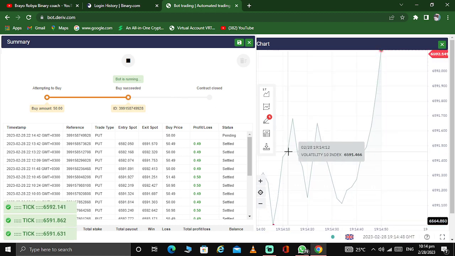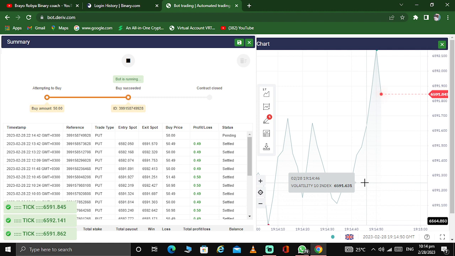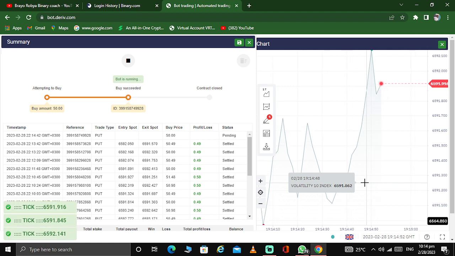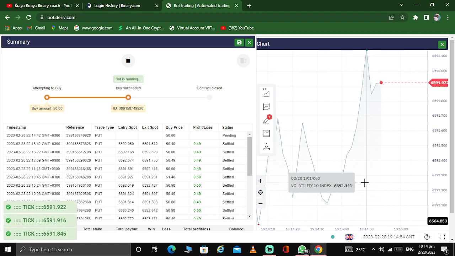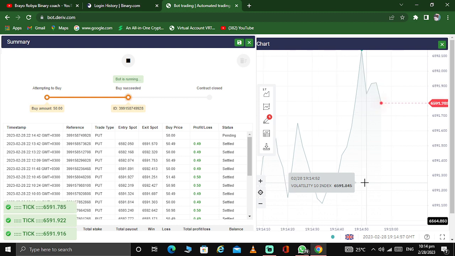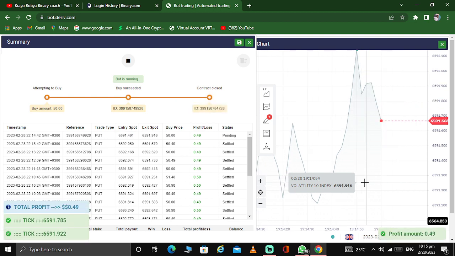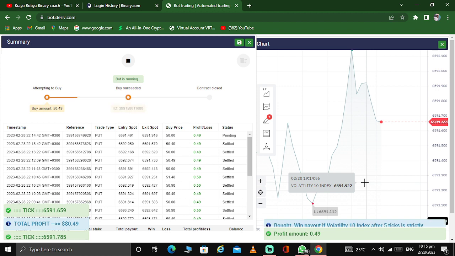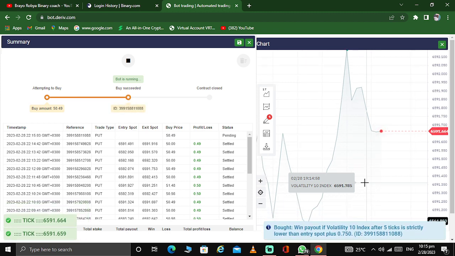Yeah, when it is moving up, that is the best time to run it. When it is on an uptrend, it is the best time to run it, because it will be difficult to make a loss.